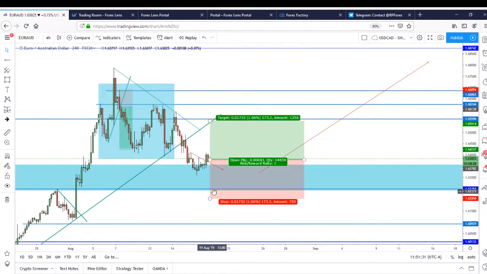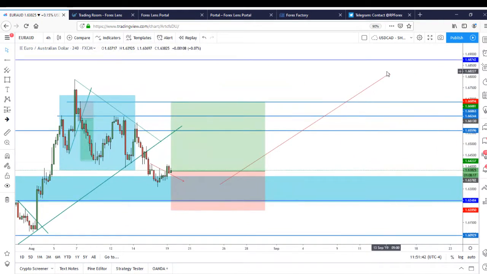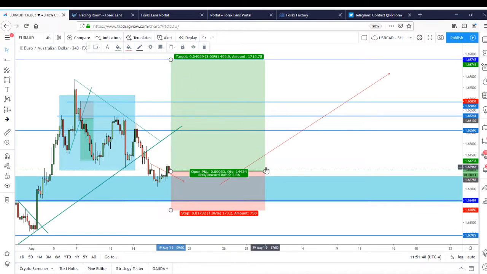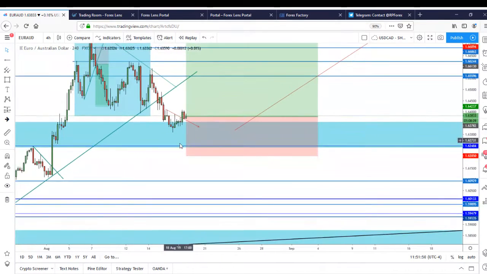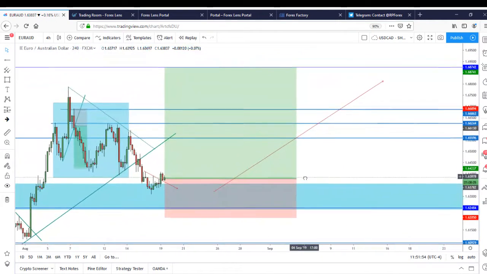It's not a bad bet too long. Even to these recent highs, it's still a 1.7 risk to reward. My arrow is going to 1.68742, and I think that's where we're headed to next for Euro Aussie. As long as we stay above the support region, that's where we're headed in my opinion.